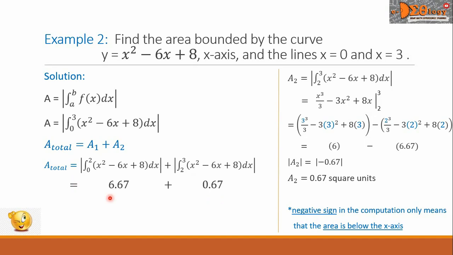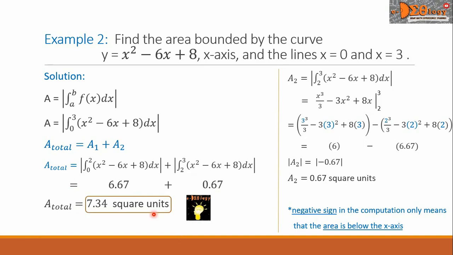So the total area 6.67 plus 0.67, the total value will be 7.34 square units. This is our answer. This is the total area.